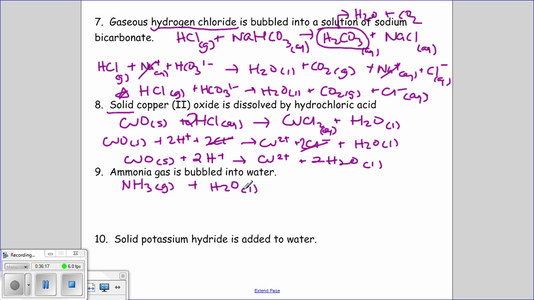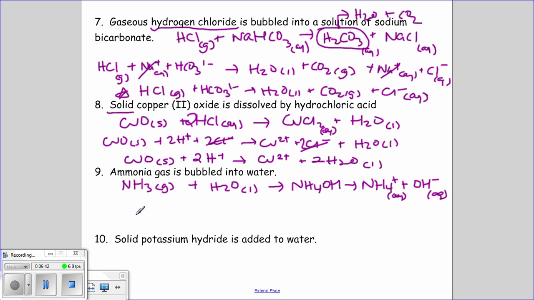Alright, ammonia gas is bubbled into water. Water is a pure liquid. Do not put aqueous. You can't have water dissolved in water. It's just straight up water. When you synthesize this together, you get ammonium hydroxide, and we kind of talked about this earlier. This is an unstable product, so I would write NH4 plus OH minus. This would never stay in solution. It would always form the ionic form here. So that's aqueous, and that's aqueous.